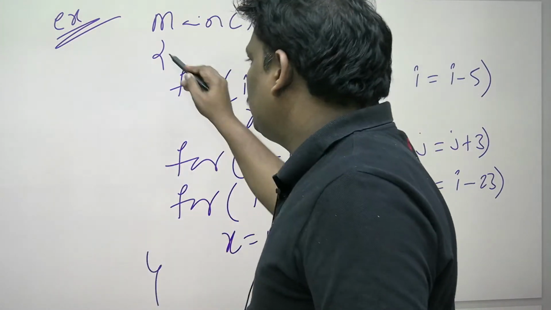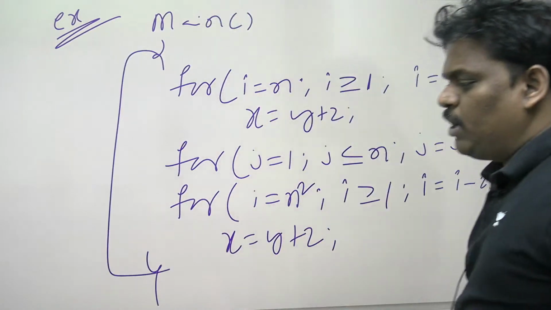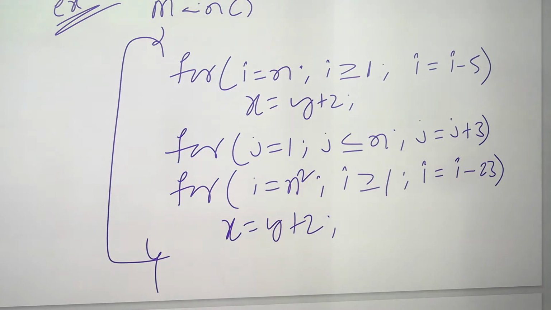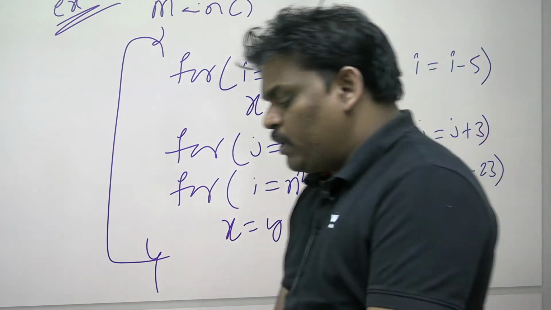Can you try this? What is the time complexity of this program? x equal to y plus z. For j equal to 1, j less than or equal to n, j equal to j plus 3. For i equal to n square, i greater than or equal to 1, i equal to i minus 23: x equal to y plus z. It is a nice problem. Can you try once?